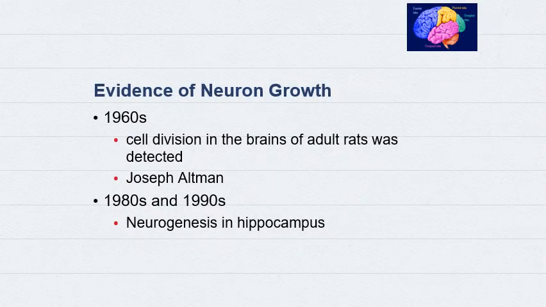So, okay. We would go now to the neurons. Evidence of neuron growth in 1960s: Joseph Altman discovered cell division in the brain of adults was detected. So nakita nila yung division ng brain o yung growth ng neuron. In the 1980s and 1990s, there is what we call the neurogenesis or the birth of neurons in the hippocampus that was discovered.